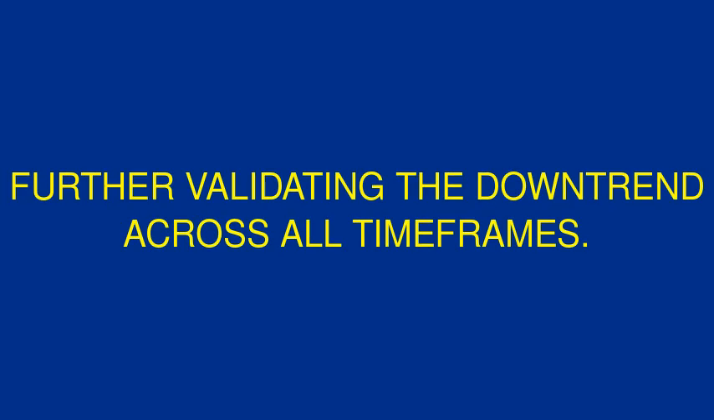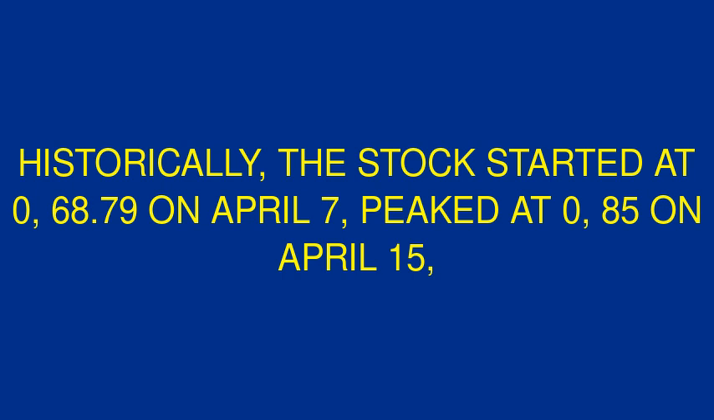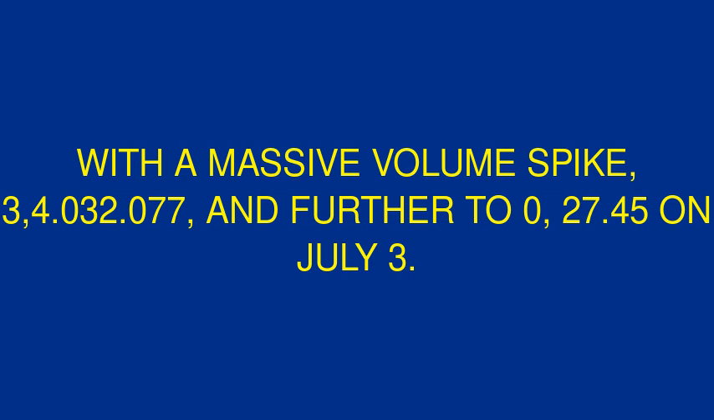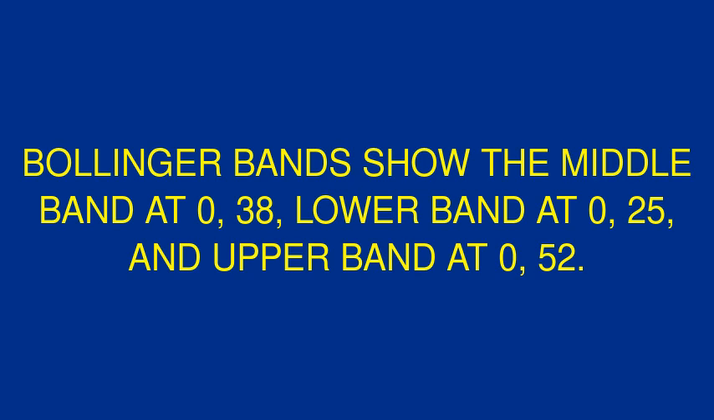across all time frames. Historically, the stock started at 0.6879 on April 7, peaked at 0.85 on April 15, and then began a steady decline, dropping significantly to 0.5771 on May 16, with a massive volume spike, 34,032,077, and further to 0.2745 on July 3. Bollinger bands show the middle band at 0.38, lower band at 0.25, and upper band at 0.52.